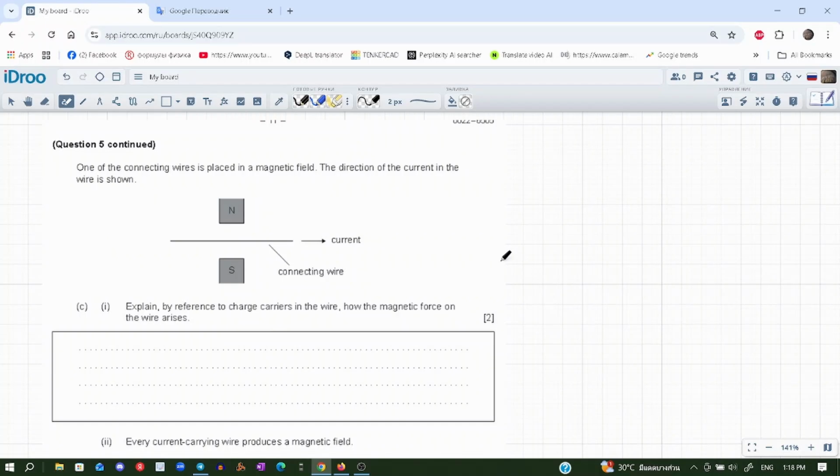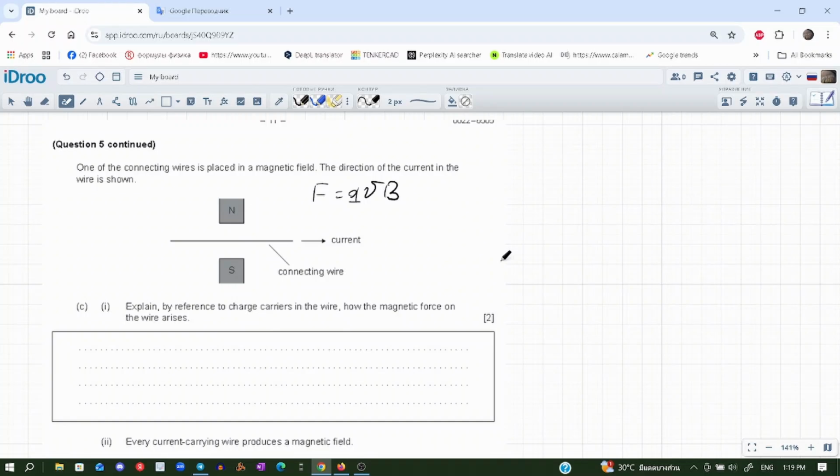If we have a moving charged particle in a magnetic field, this particle will experience a force from this magnetic field. You can call it a magnetic force. The force that it experiences equals the charge of the particle times the speed of this particle times the magnetic flux density B.